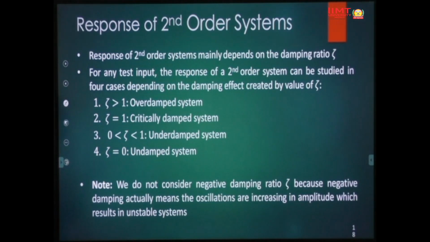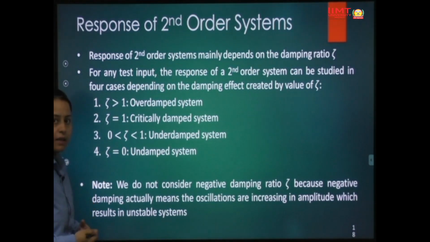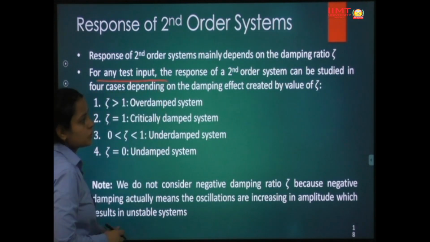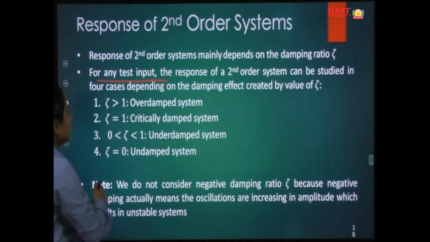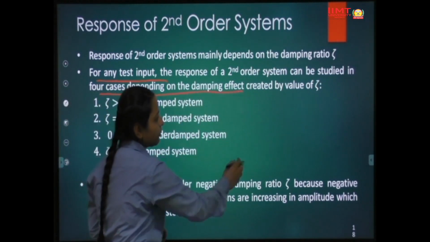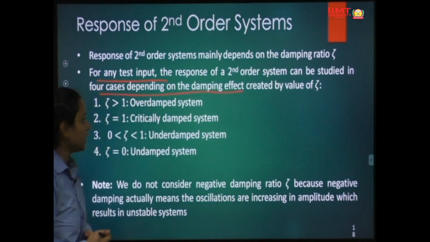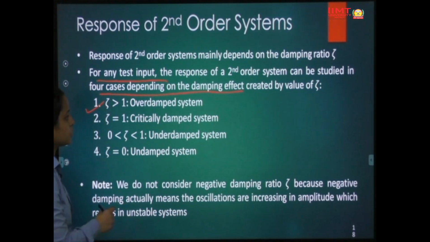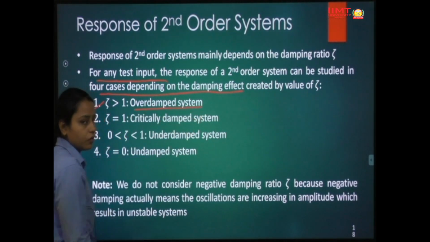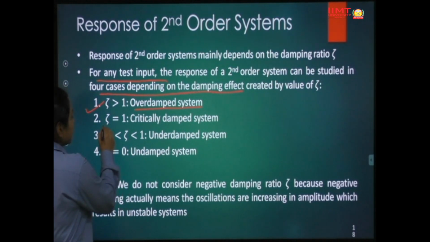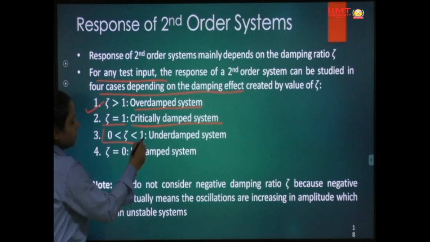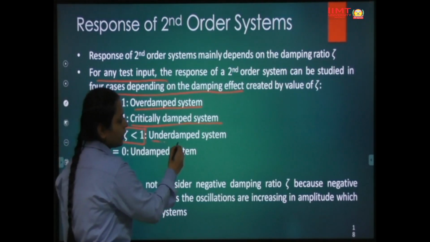The response of the second order system mainly depends upon the value of zeta. For any test input, the response of a second order system can be studied in 4 cases depending upon the damping effect created by the value of zeta. The first case is zeta greater than 1. This system is called the overdamped system. When zeta is equal to 1, it is called a critically damped system. When zeta is in between 0 and 1, it is called the underdamped system.